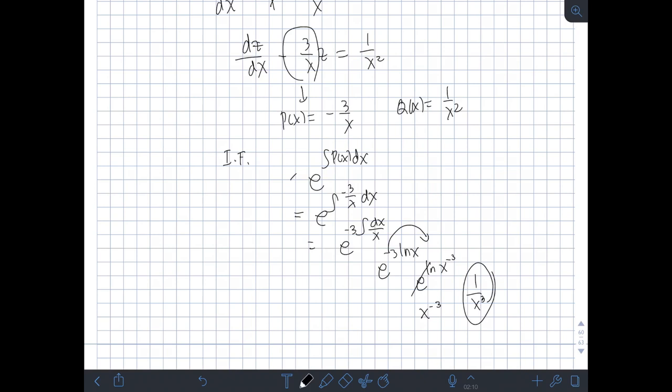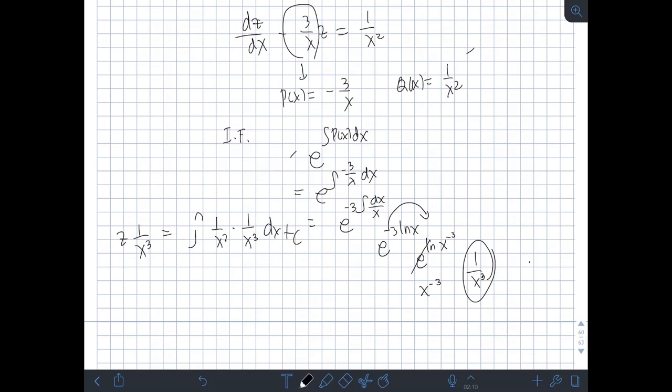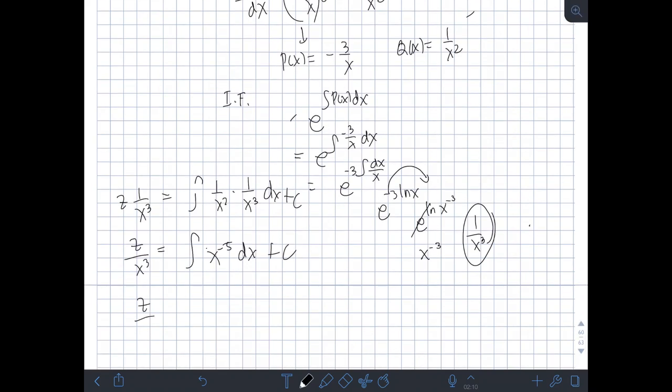So, ang solution is, itong z multiply sa integrating factor na 1 over x cubed equals integral ng yung q of x natin na 1 over x squared multiply sa integrating factor na 1 over x cubed, then dx plus c. So, integrate na lang natin. Parang z over x cubed is equal to integral ng 1 over x to the 5th, or gawin natin x raised to negative 5 dx plus c. Power formula lang, right? So, z over x cubed is equal to integral ng x raised to negative 5 is x raised to negative 5 plus 1, so negative 4, over negative 4, plus c.